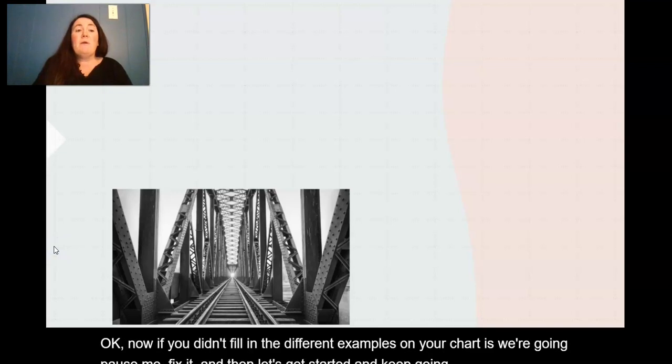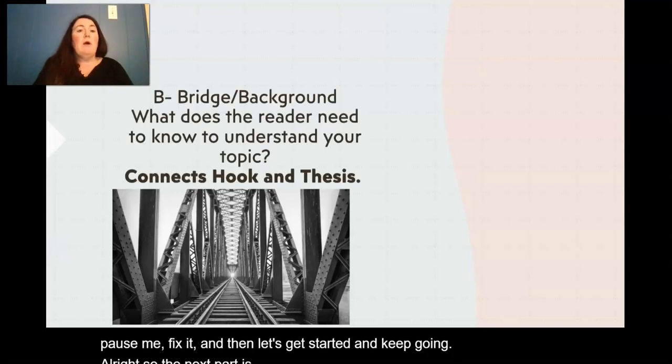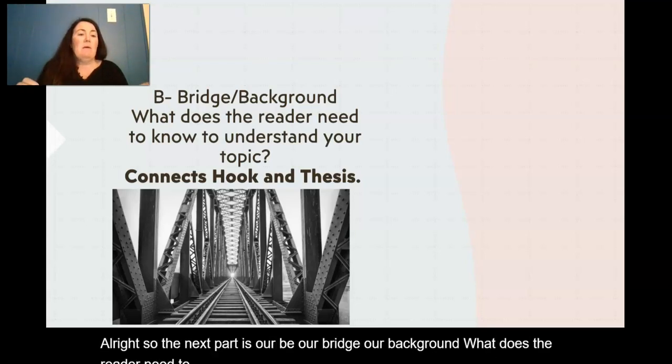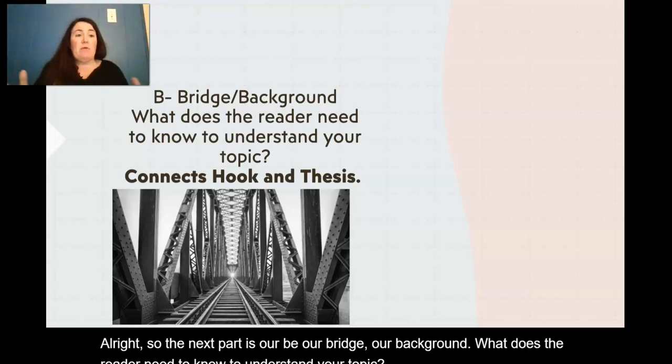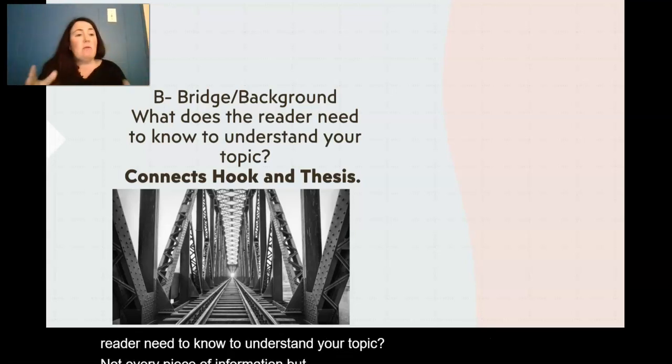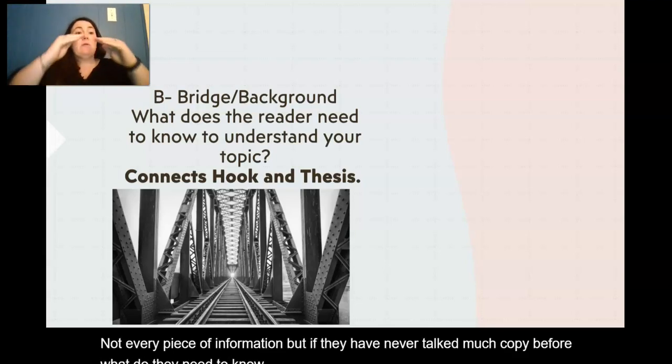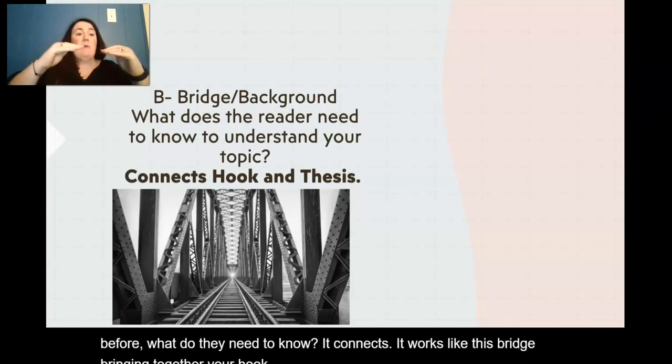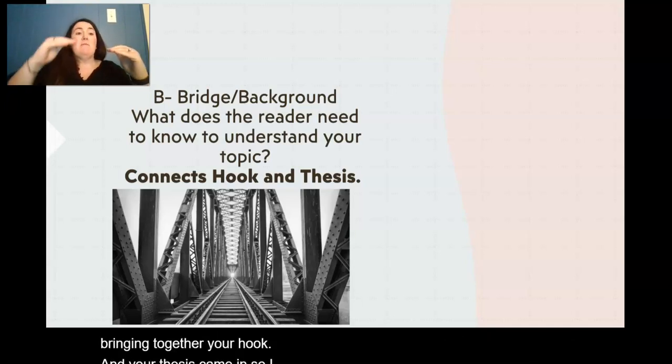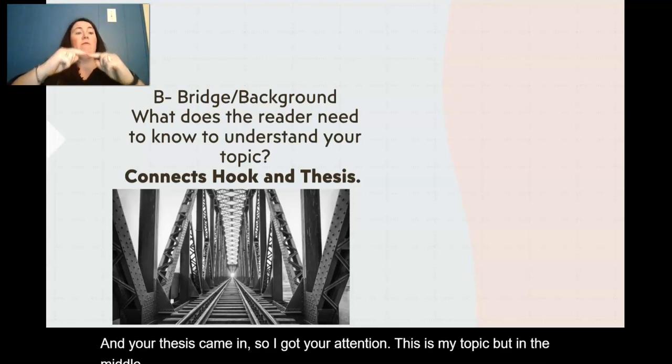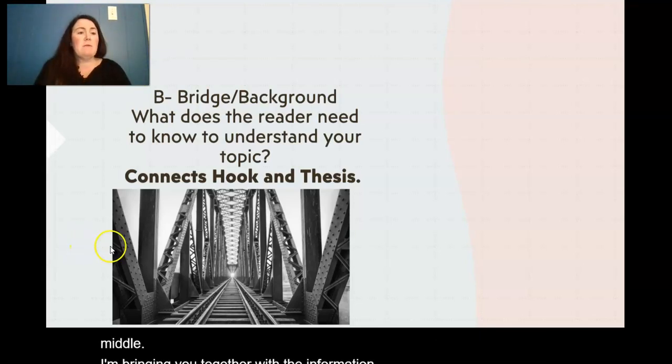All right, so the next part is our B, our bridge, our background. What does the reader need to know to understand your topic? Not every piece of information, but if they have never talked about your topic before, what do they need to know? It connects. It works like this bridge, bringing together your hook and your thesis statement. So I got your attention. This is my topic. But in the middle, I'm bridging you together with the information you need to understand.